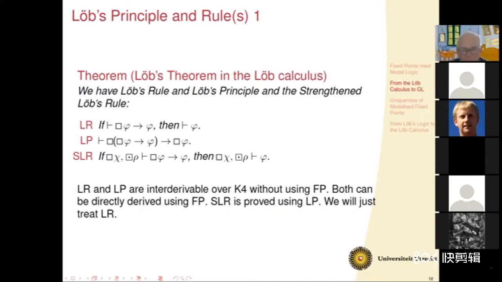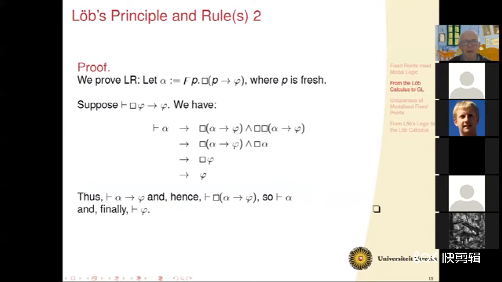Okay, so now I could of course prove all three of them, but that would cost too much time, so I will just pick one and prove that, and the one that I will pick is Loeb's rule. Here we have Loeb's rule. So what we do is we pick a fixed point alpha, which is the fixed point of box P implies phi, where P is fresh. This means that it doesn't occur in phi. Now suppose we have box phi implies phi. And now what follows is in fact the celebrated reasoning from Loeb's paper, only of course in this modal representation it's ultra short.